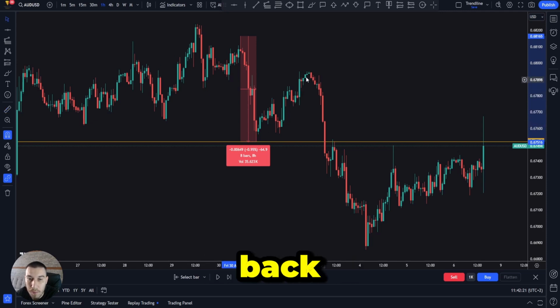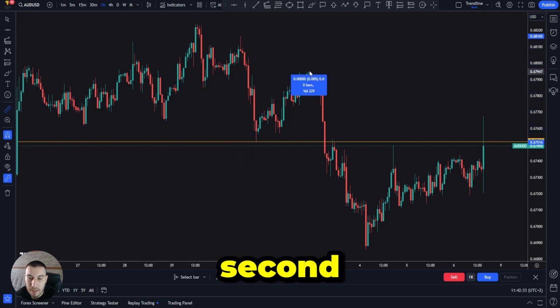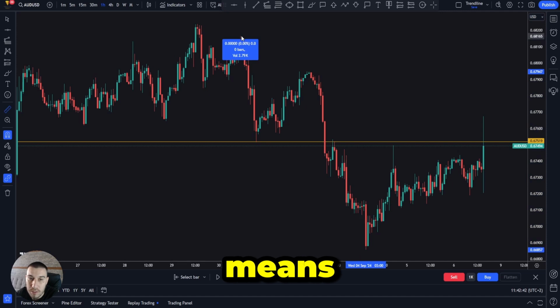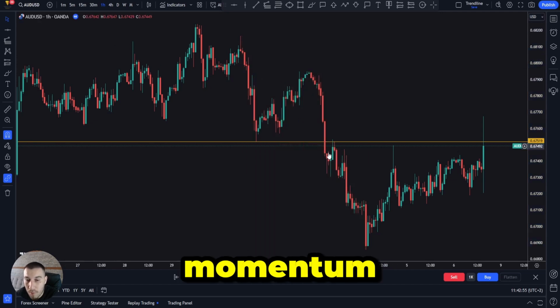We then have a pullback, we form a lower high, okay, which is another confirmation that the trend may actually change its direction. And we're now going to measure that second bearish leg all the way down here. Now we've got 109 pips to the downside. That's almost twice as much as the first one. And that also means in the matter of about 5 days, a full trading week, we can clearly see that there's more sellers coming into this market betting against the Australian dollar. And that's how we know that there's more momentum to the downside.